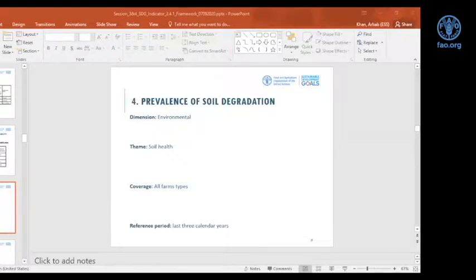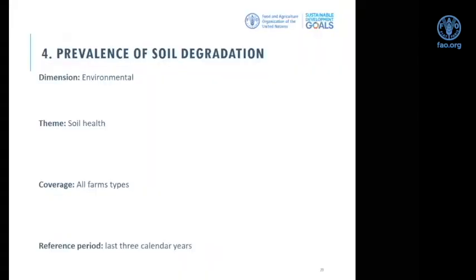So let me start the first indicator, the environmental dimension, which is the second dimension within the 2-4-1 framework: prevalence of soil degradation. Of course, the dimension is environmental, which I just told you about. The theme is soil health. The coverage for this indicator is all farm types, so whether household or non-household, irrigated or non-irrigated, crops, livestock, or mixed. And the reference period for this particular indicator is the last three calendar years. And again, I will explain why we have set the reference period for 3 years.